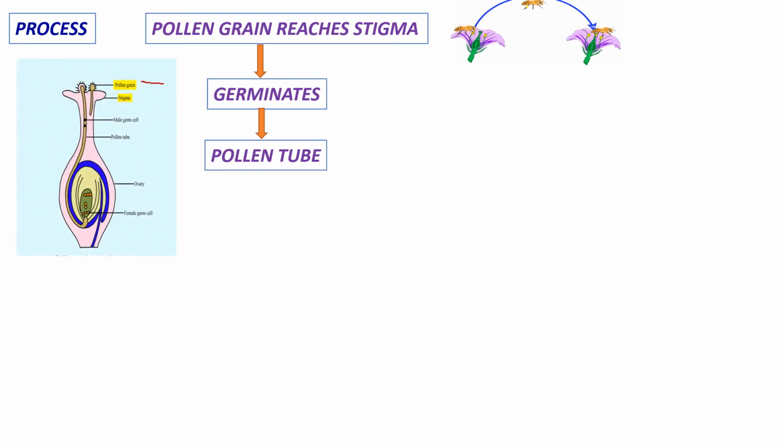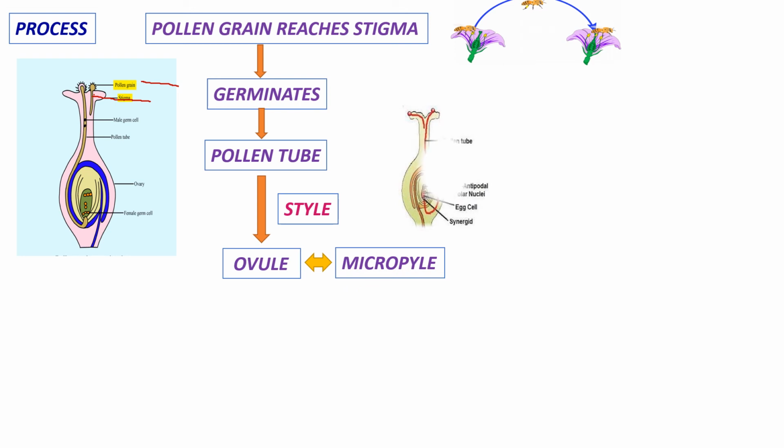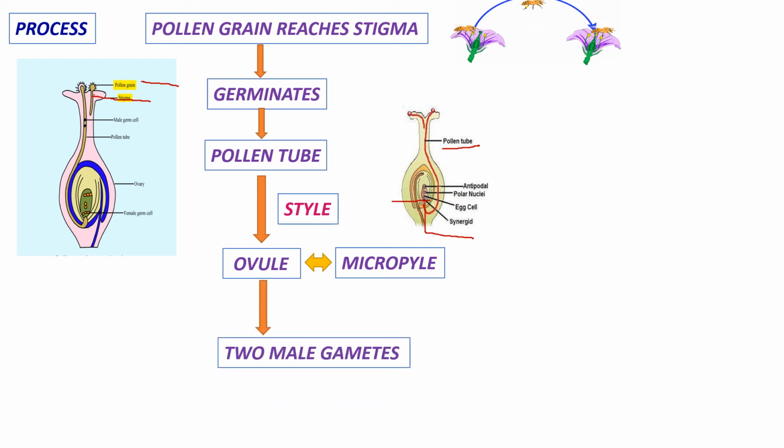This is the pollen grain. It has germinated and produced a pollen tube. This is the pollen tube. The pollen tube grows through the stylar tissues and enters the ovule through the micropyle end. This is the pollen tube growth through the stylar tissues. It has entered the ovule through the micropyle end. This is the micropyle end. After entering into the ovule, it releases the two male gametes into the embryo sac.